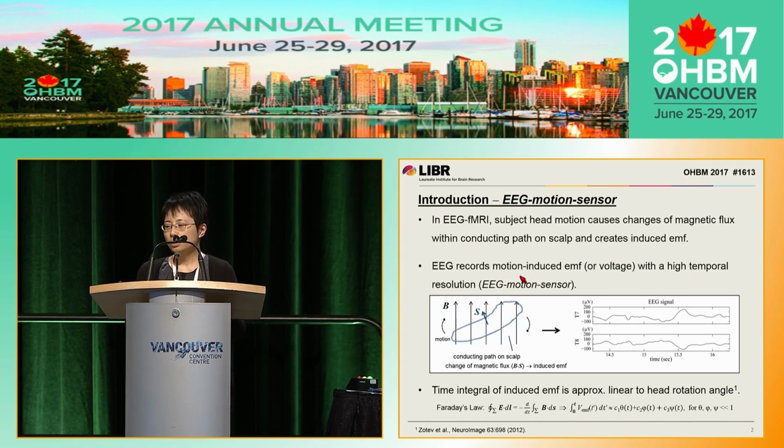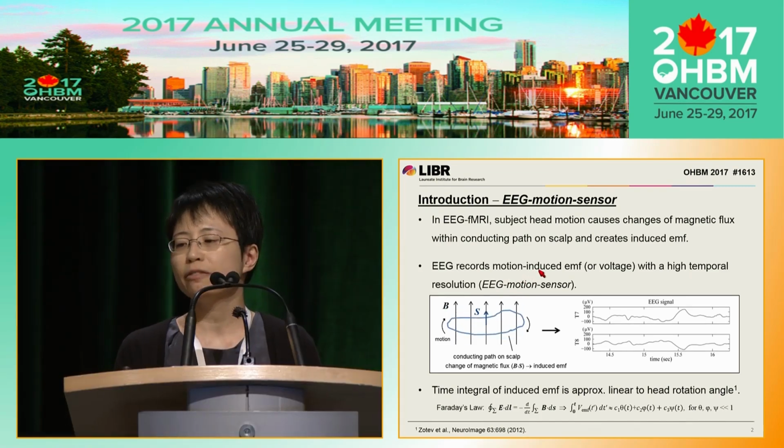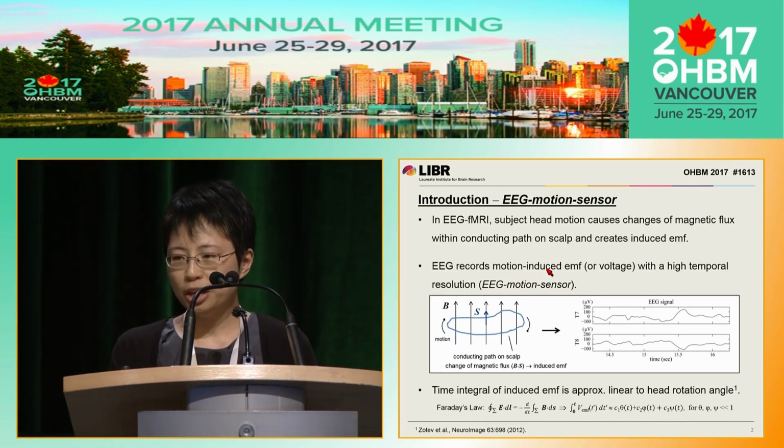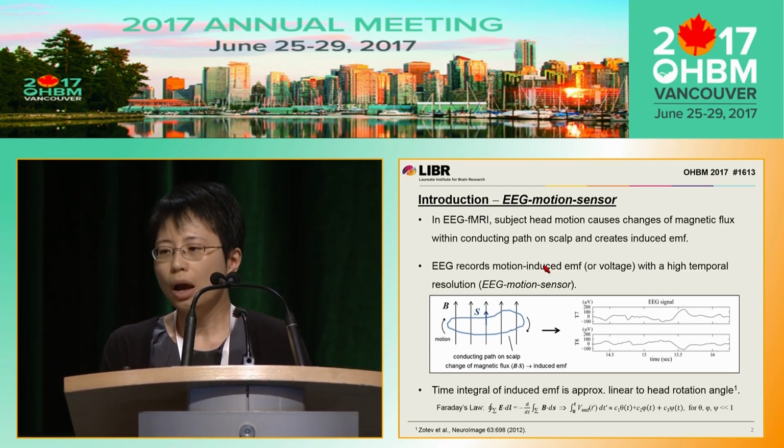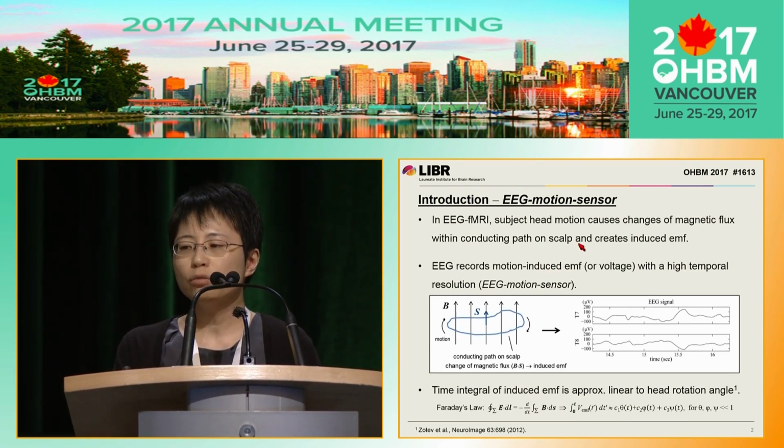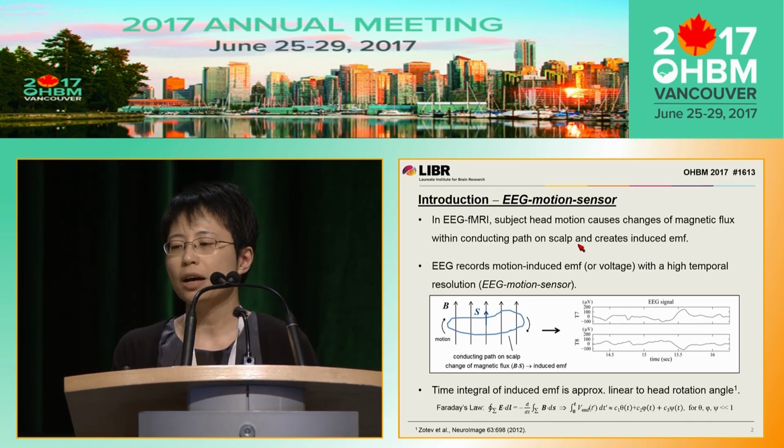When the subject moves inside the scanner, there is a change of magnetic flux within the conducting path on the scalp. Faraday's law tells us that whenever there is a change of magnetic flux, there is an induced EMF, or induced voltage. EEG records the motion-induced voltage with a high temporal resolution. We call that the EEG motion sensor.